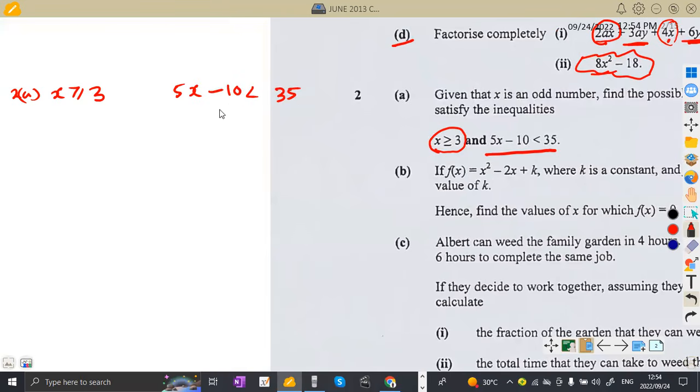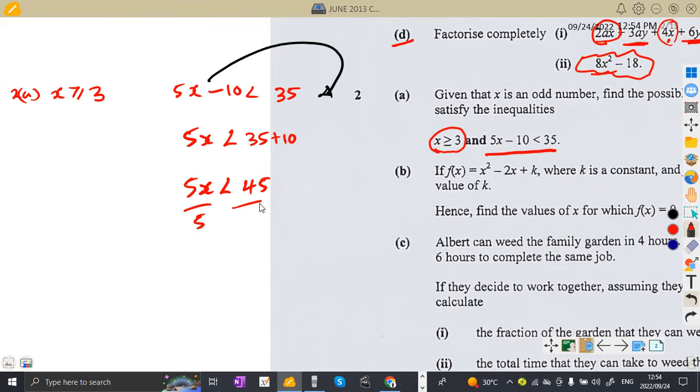Just like what you do when you're solving equations, that's what you do when you're solving inequalities. So what am I going to do? I'm just going to transpose the negative 10 to the right-hand side, and it's going to be a positive. So 5x is less than 35 plus 10. Okay, so from this part, if you can add, we are going to obtain 45. So 5x is less than 45. In this case, we can divide by 5 both sides. All right, so our x is going to be less than 45 divided by 5, that is 9.